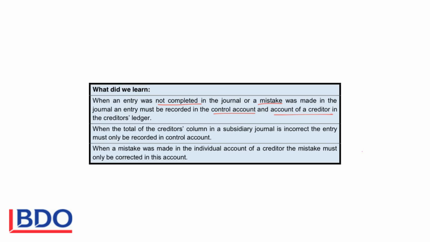When the total of the creditors column in any of the subsidiary journals is incorrect, it will only be corrected in the control account because the totals of the creditors column in any subsidiary journal are posted to the control account. When a mistake was made in the individual account of a creditor, the mistake will only be corrected in his account, and therefore the creditors or debtors list will be adjusted.